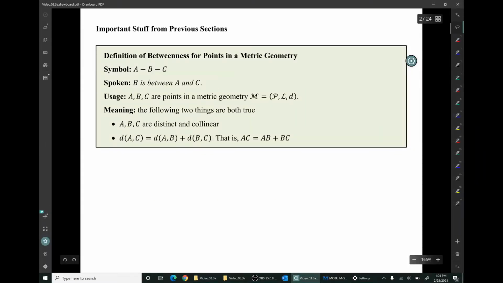Let's recall some important stuff from previous sections. There's a definition of betweenness for points in a metric geometry. This symbol, A-B-C, is spoken: B is between A and C. What it means is A, B, and C are points in a metric geometry, and that the following two things are both true. A, B, C are distinct and collinear, and furthermore, the distances add up in this sense. The distance from A to C is equal to the distance from A to B plus the distance from B to C.